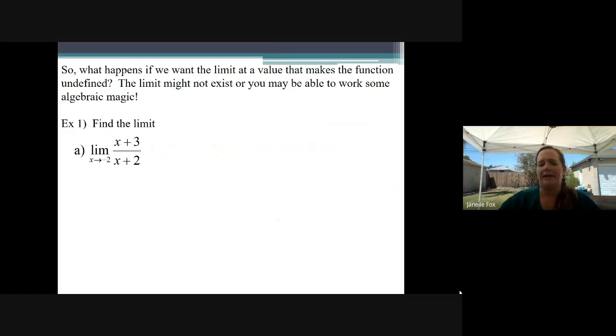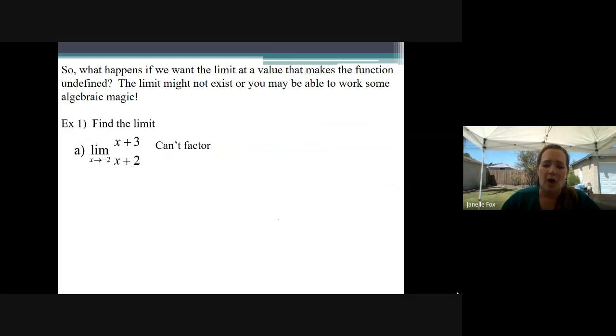Example number 1 says find the limit. All of the examples today are going to be find the limit. We're going to find the limit as x approaches -2 of the function x plus 3 over x plus 2. If you went ahead and substituted and plugged in a -2, this would be a problem.